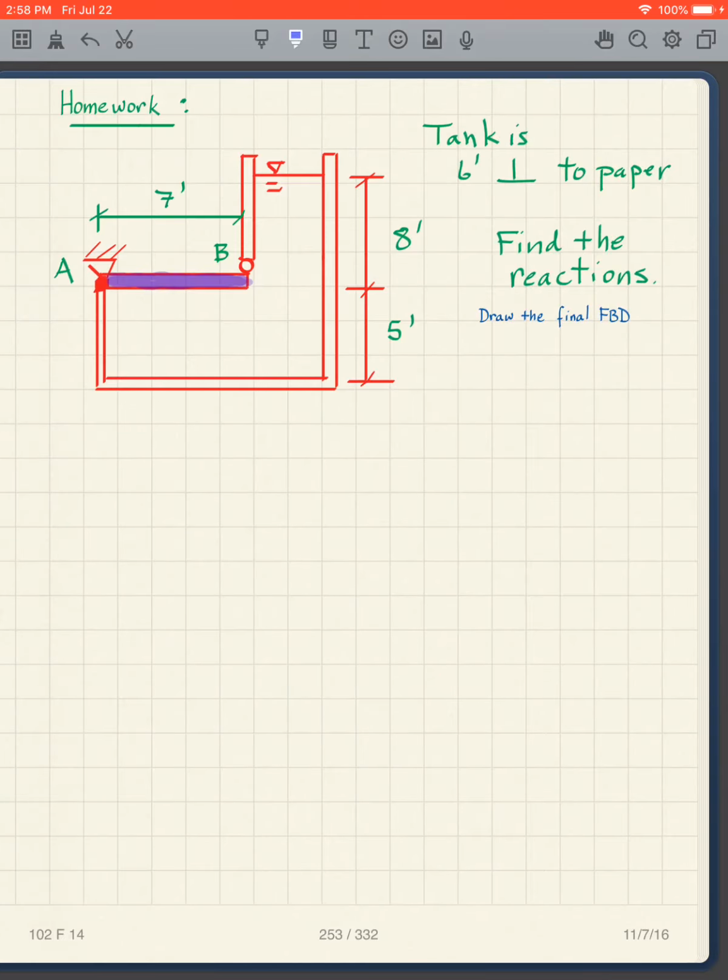Now we're looking at this right here. That wall, again, I have a pin and a roller, and the tank is 6 feet perpendicular to the paper. So follow the rules and find the reactions at A and B, draw the final free body diagram. So pause the video now and do this problem.